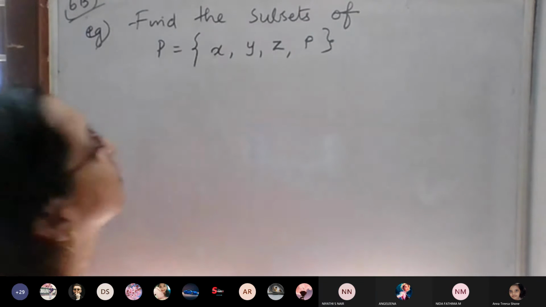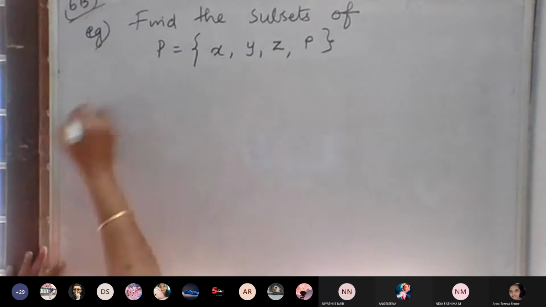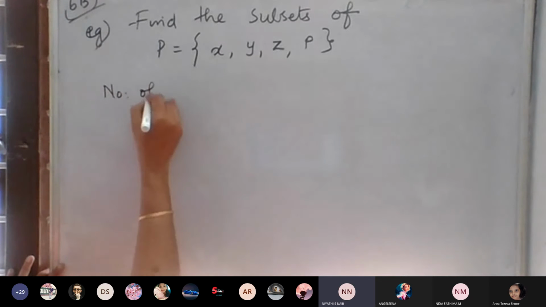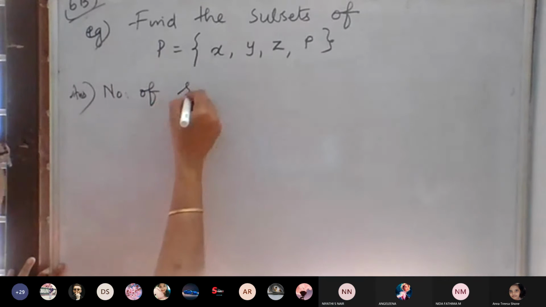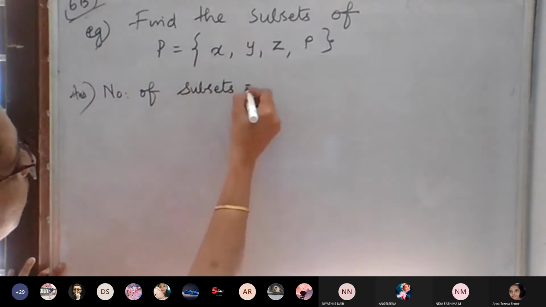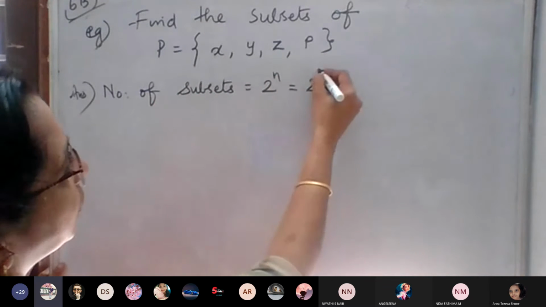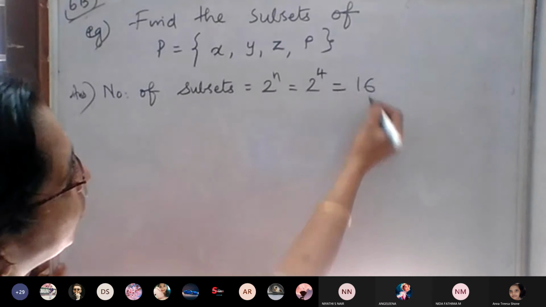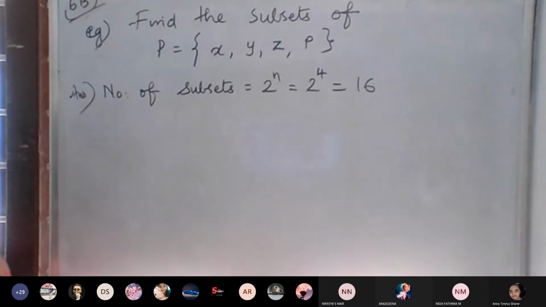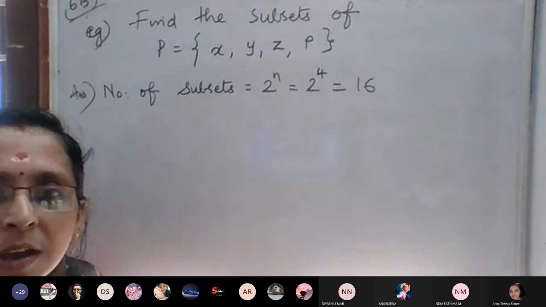First one we have to do. Find the subsets of A, B, C, D. Already we wrote that, same only. Number of subsets: first you write number of subsets, this way you have to answer. Number of subsets is equal to 2 raised to n, the formula. Here n is equal to 4, the number of elements, that is known as n. 2 raised to 4 is equal to 16. So we should get 16 subsets, no? Is it clear?